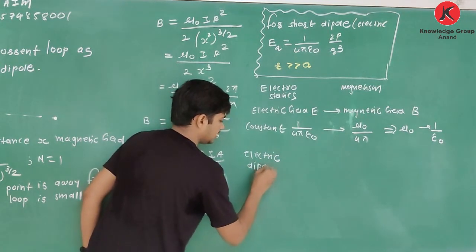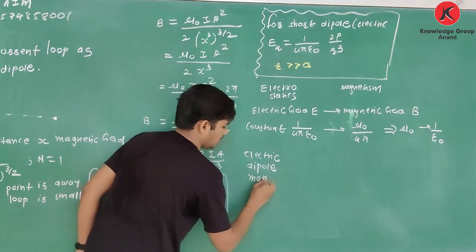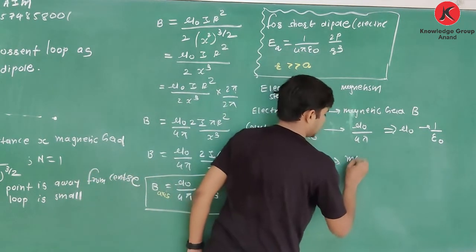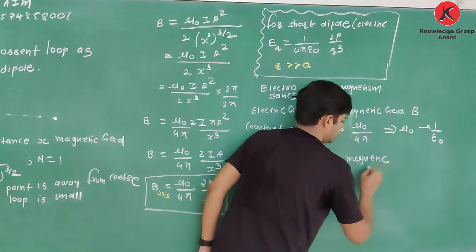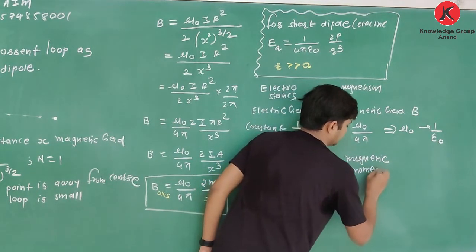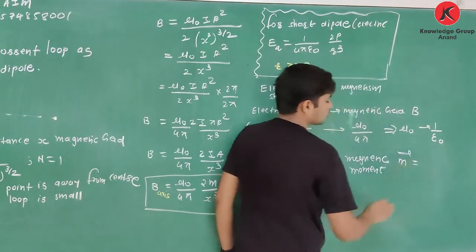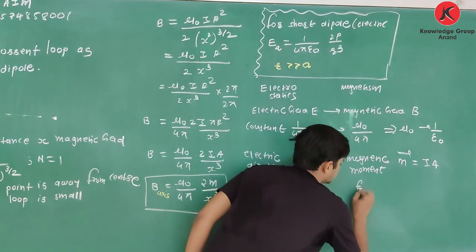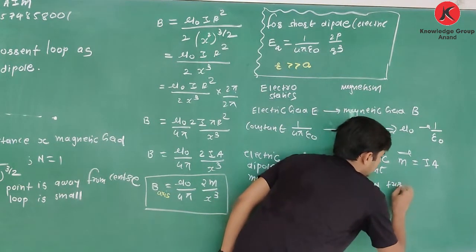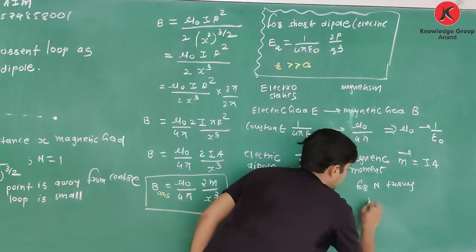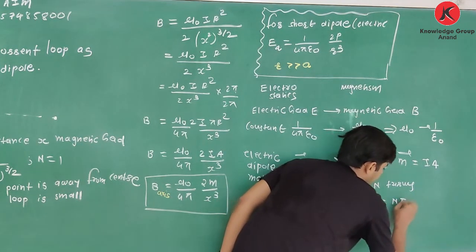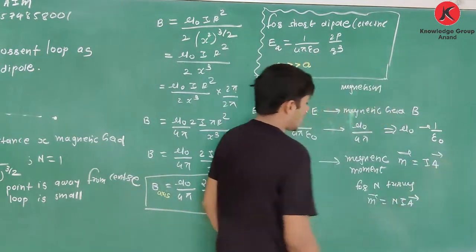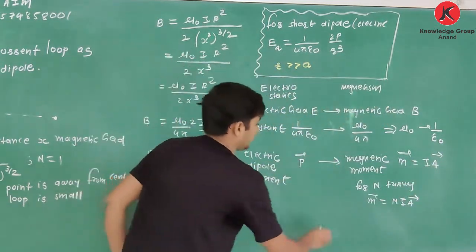Third one is, here, electric dipole moment P. Here, magnetic moment M. What is the equation of magnetic moment? It is IA. For N turns, what is the magnetic moment? M is equal to NIA. Clear about this? How to find the direction of magnetic moment?